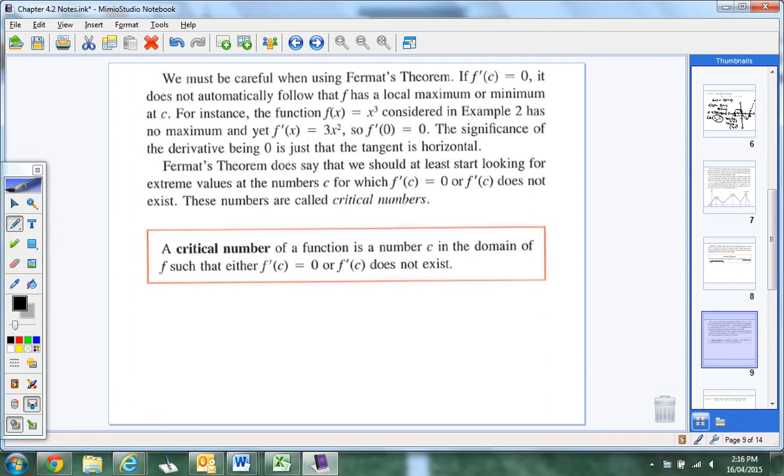We need to use critical numbers. A critical number of a function is a number c in the domain of f such that f prime of c equals 0 or f prime of c does not exist. Those are what we test. That was our 1 and -1. Those are considered critical numbers. So a critical number is anytime your derivative equals 0 or does not exist.